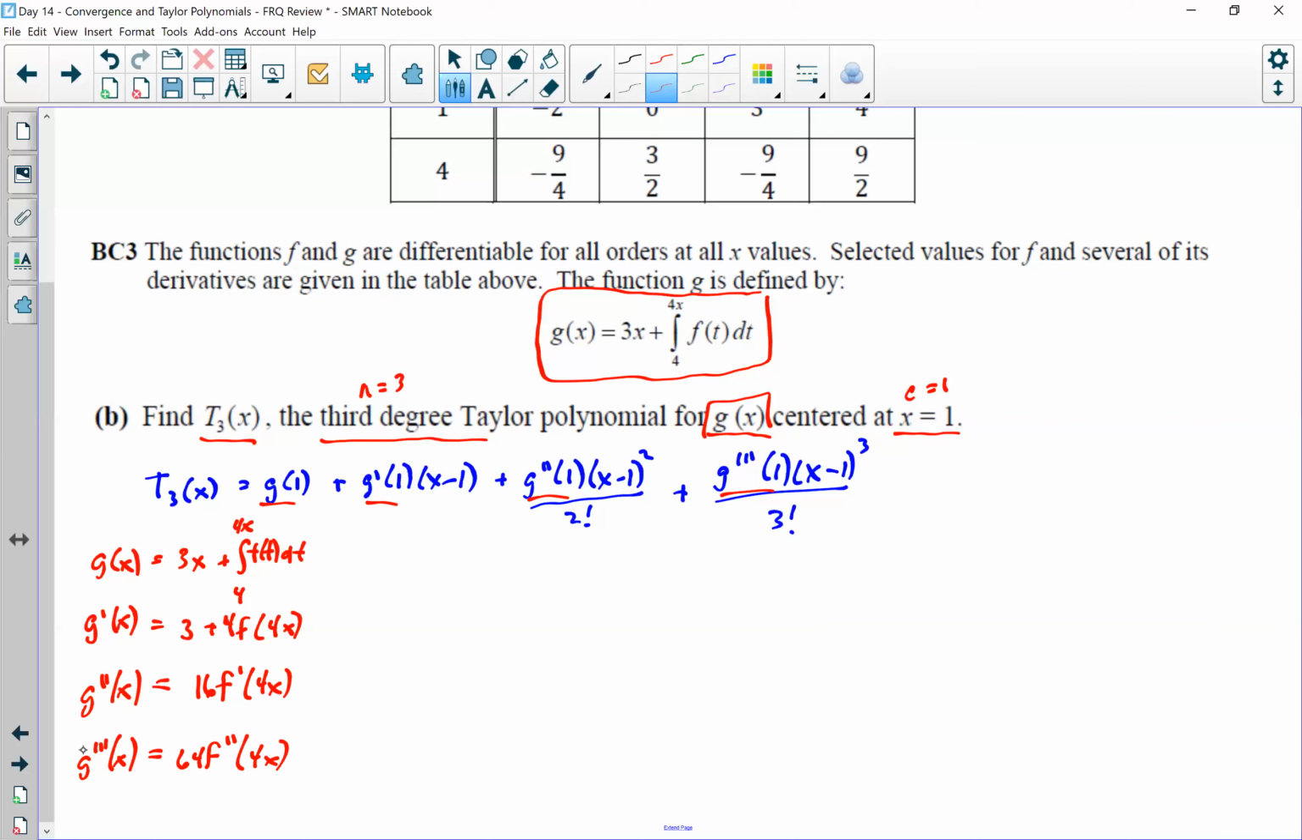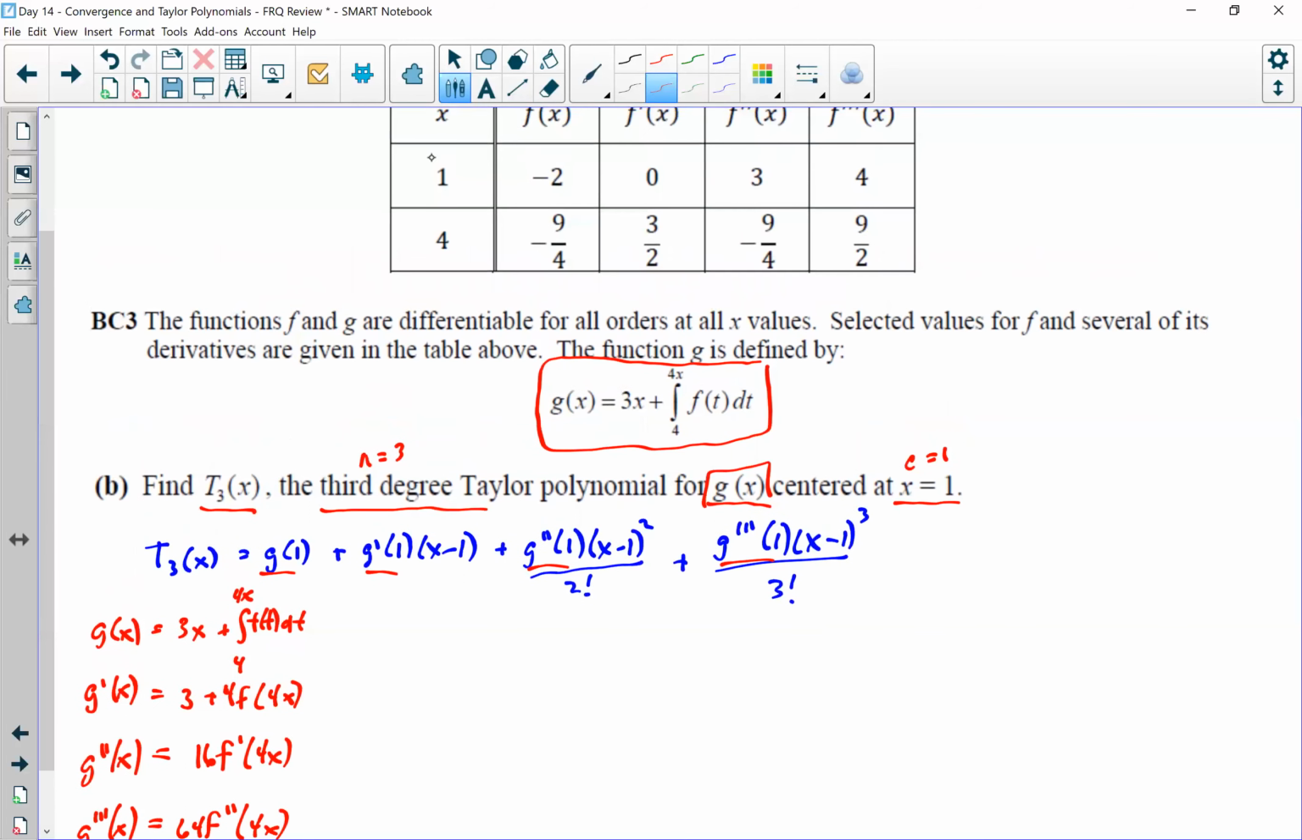So these are our values, g, g prime, g double prime, and g triple prime, but we have to find them where? At 1. And this is where keeping this so organized is going to be really helpful, because watch how easy it would be to make a mistake. So many times students will just immediately, because we're centered at 1, go back to that top row and just plug in those numbers, where x was 1.